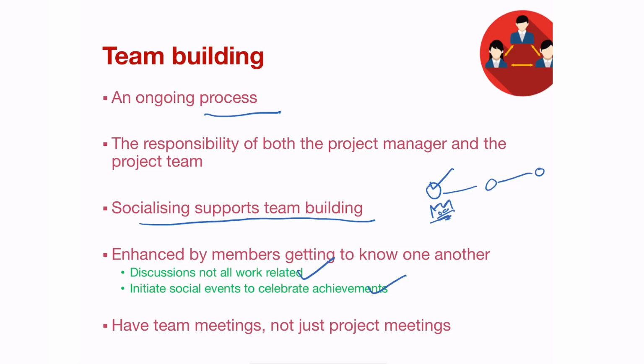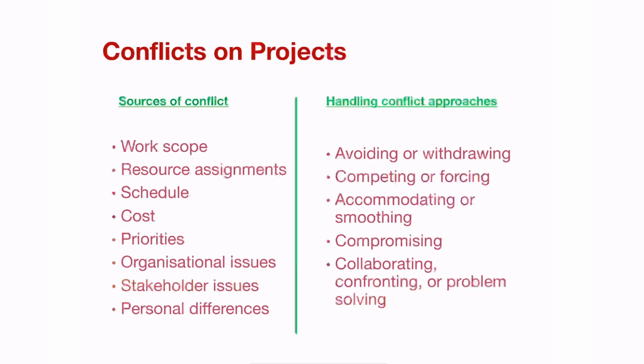Have team meetings, not just project meetings. Have meetings in which you check in with people on a personal level rather than just to check in on whether they've done the work. Conflict is going to happen. Conflict is par for the course. The sources of conflict are the work scope, meaning what the expectations are from people and what needs to be delivered, the resources in order to achieve their particular task, the scheduling conflicts, costs, priorities, some organizational issues, some stakeholder expectations, and also personal differences amongst one another.